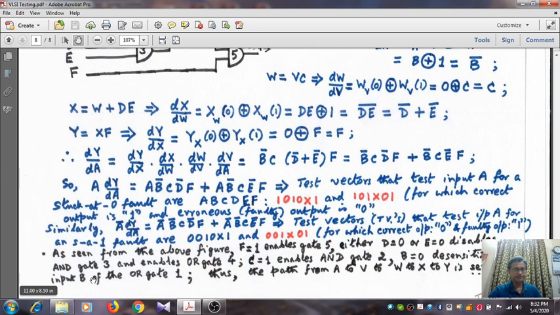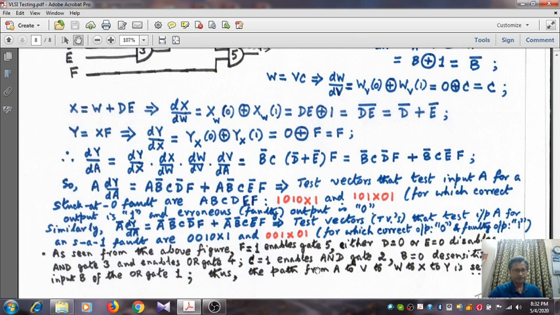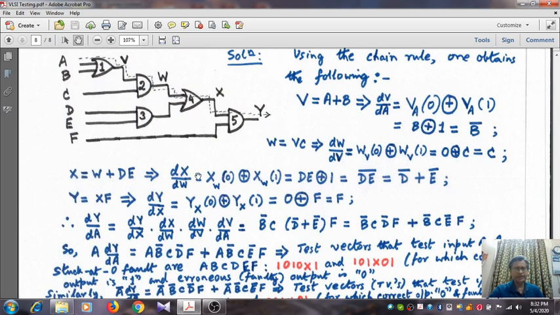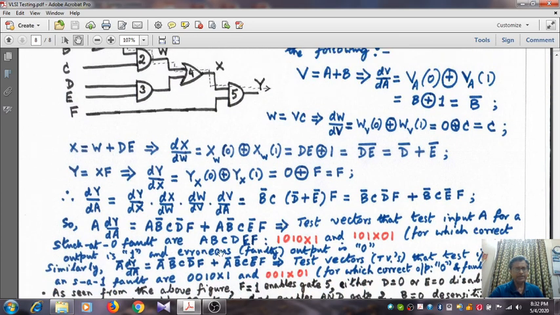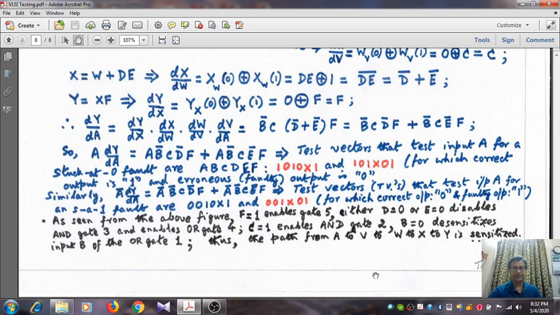That's what we have written. From the above figure, F equal to 1 enables gate 5. This should be enabled, and gate 3 should be disabled. Okay, and gate 4 should be enabled, gate 2 should be enabled, gate 1 should be enabled. Okay, but gate 3 should be disabled. That's why one of the inputs should be 0. Then the only single path from A to V to W to X to Y can be sensitized. The other 5 paths are desensitized.